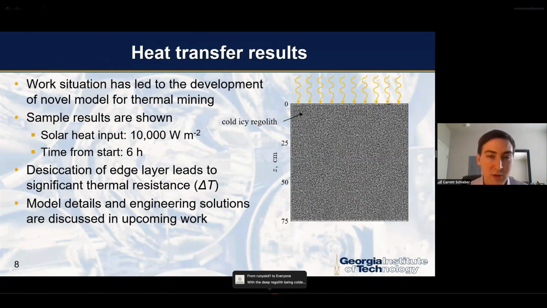However, the work situation has led me to develop a model for thermal mining. And so to give a quick overview of this model, we have a packed bed of regolith, where I'm modeling right now, or just providing a snapshot, up to 75 centimeters, where at around 50 centimeters and beyond is where we're really going to start seeing high concentrations of water ice. And I provide a solar heat input of 10,000 watts per meter squared, and a time from start in this transient model of 6 hours.